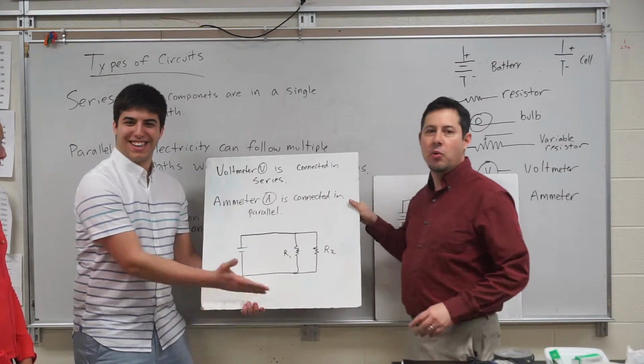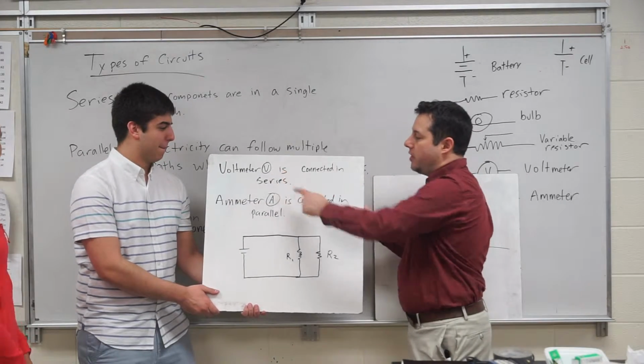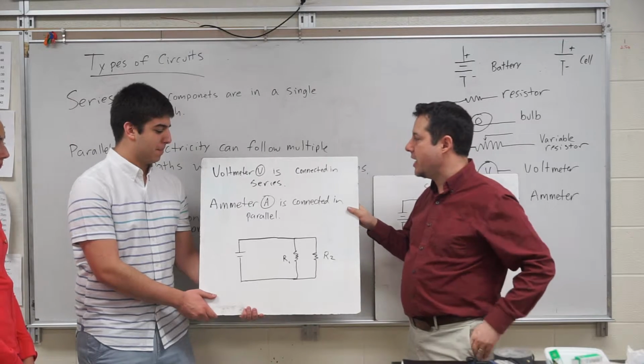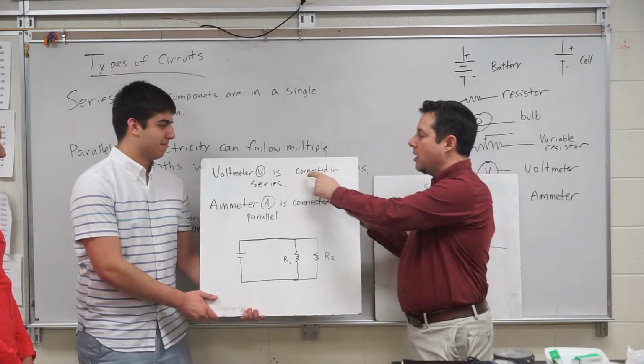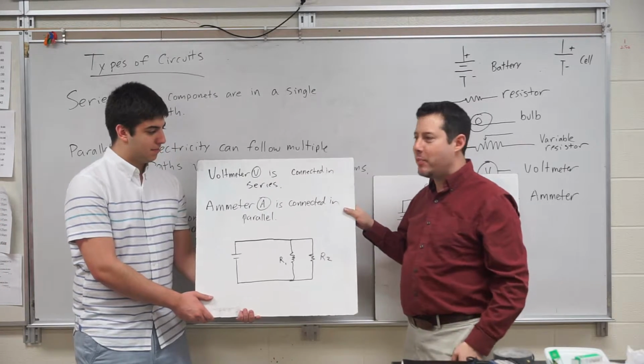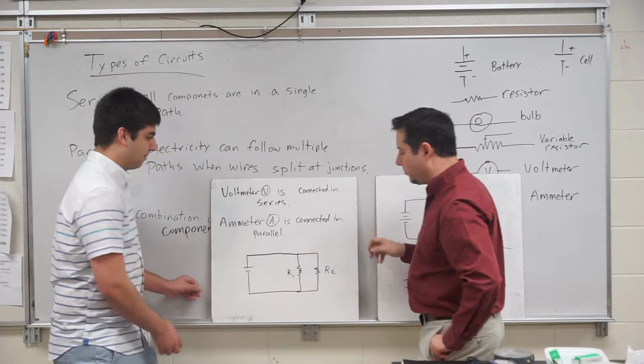Okay, so we've talked about voltmeters and ammeters a bit, right? Voltmeter with the letter V, ammeter with the letter A, and we connect them differently. So we connect voltmeters as a series circuit, and we connect ammeters as a parallel circuit. Let's put this down just for a second so I can write on it.